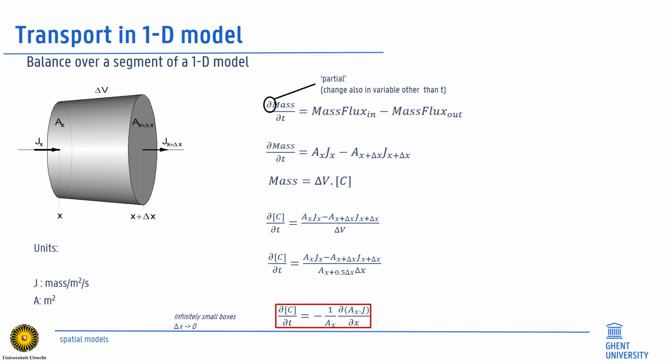And as we are interested in models with continuous space, we shrink the length of the boxes and make them infinitesimally small. At any point along the cylinder axis, we can thus imagine an infinitesimally narrow box. Technically, we do that by taking the limit of the above equation for delta x tending to 0. We then obtain a partial differential equation that expresses the rate of change in concentration C as a function of the flux J and the surface area A at any point in the domain.